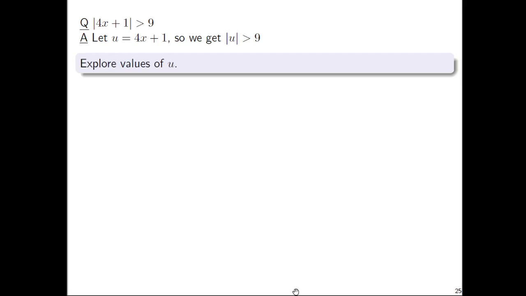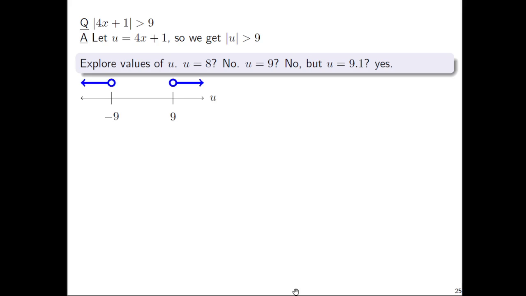Let's explore values of u that work. u equals 8? No, that doesn't work. u equals 9? That doesn't work, but it almost did. u equals 9.1? Yeah, that works. u equals 9.1 works, u equals 10 works, and so on. We can apply the same idea back to the negative values of u. We would get a number line diagram that looks like this.